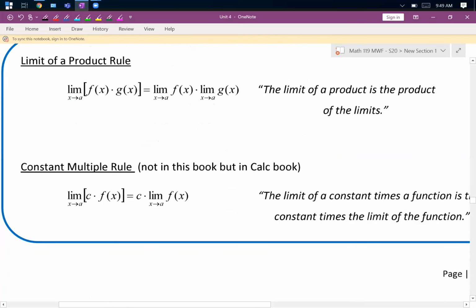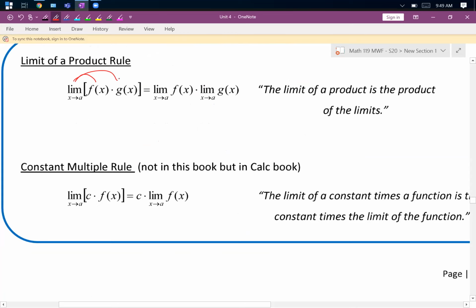Our next rule is the limit of a product rule. Here, if we have the limit of two functions multiplied together, then we can rewrite that as the limit of the first function times the limit of the second function. So the limit of a product is the product of the limits. Again, we're kind of distributing this product in.